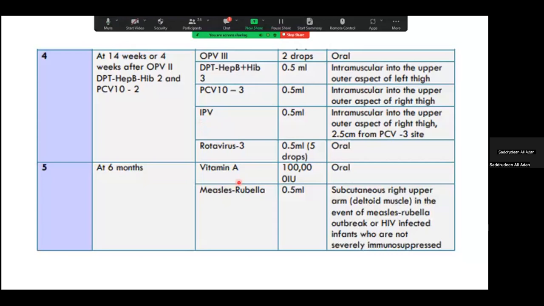Then you're given the measles rubella. And it's not MMR vaccine. It is not measles, mumps, rubella. In Kenya, we use measles, rubella. We don't vaccinate mumps. Key to note.